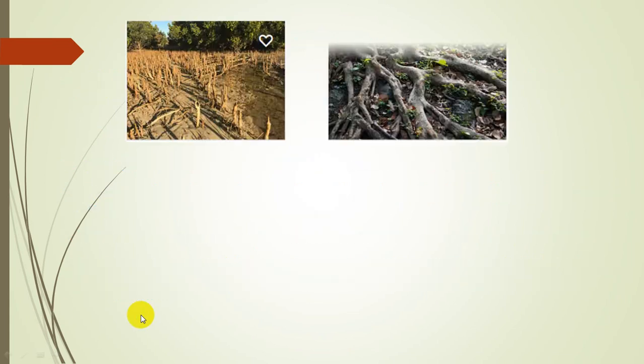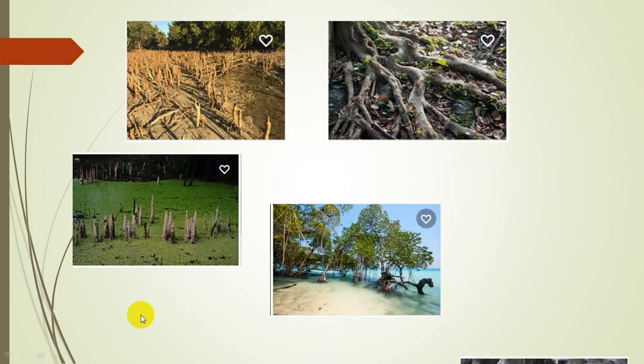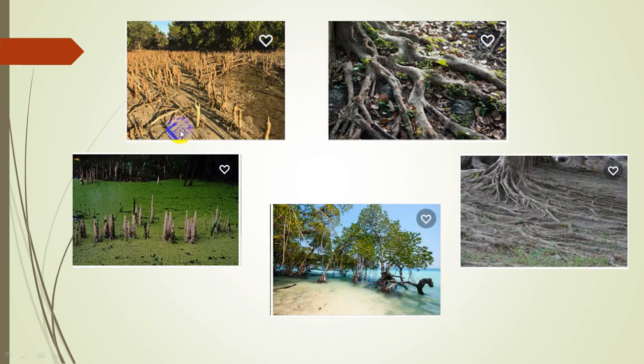These are the pictures of different kinds of pneumatophores in different plants. You can see here, these are soft and flexible, also soft and flexible, hard and woody. These are hard and woody, and here you can see these are also hard and woody. So these are different types of pneumatophores, their flexibility and structure in different plants.